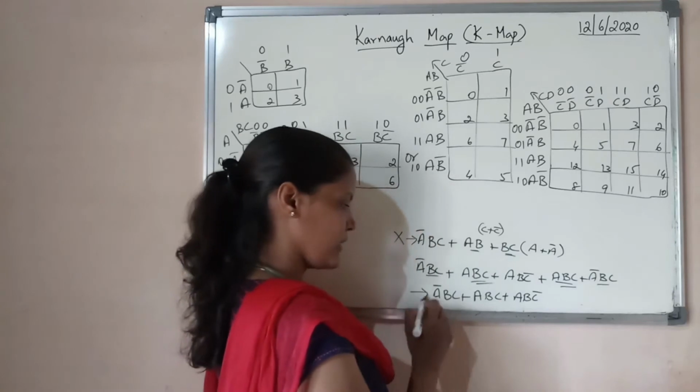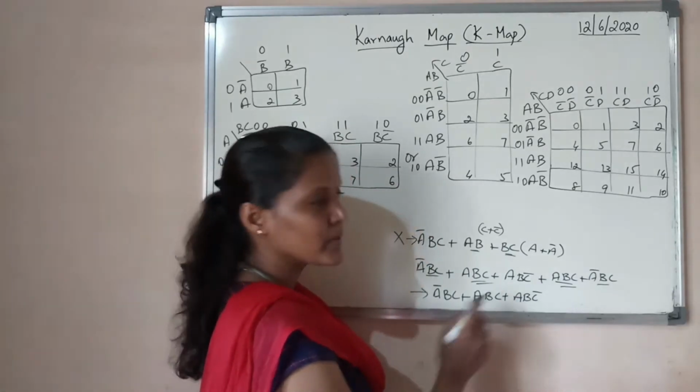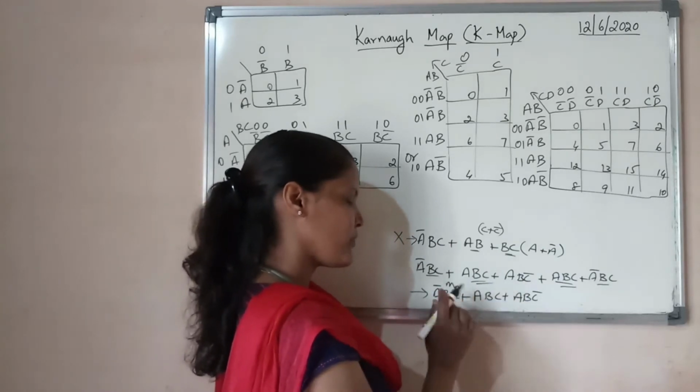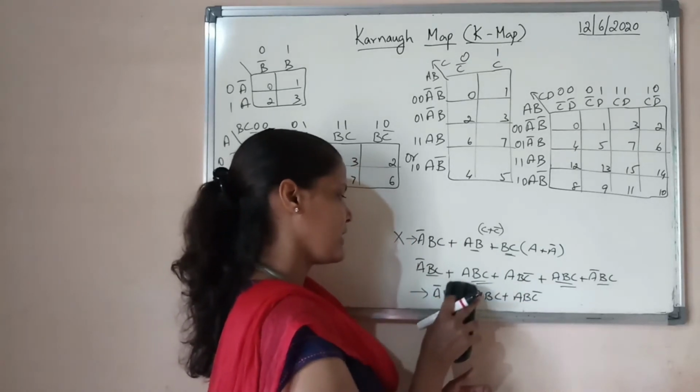So this is the canonical form or the standard form, where each term is having each of the variables, and these terms will be named as m0, m1, m2. I mean to say, not this exactly.